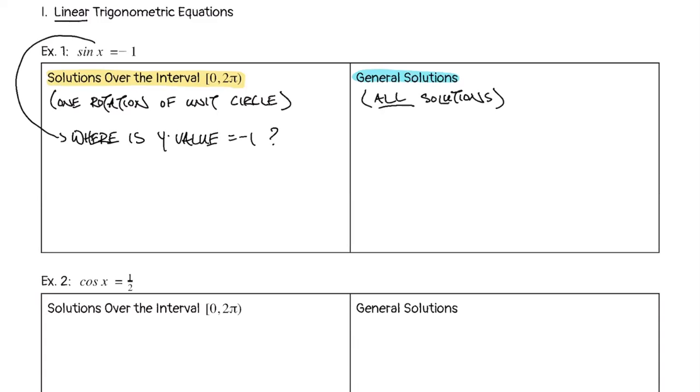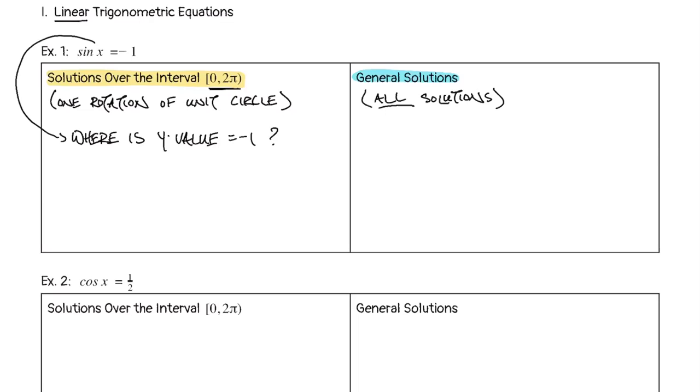Exactly. Okay. Where is the y value -1? We're looking for the inverse sine of -1. Those say the same thing. Okay, and so when we think about that, let's see if we can list all the places that are just one time around the unit circle that make this true.